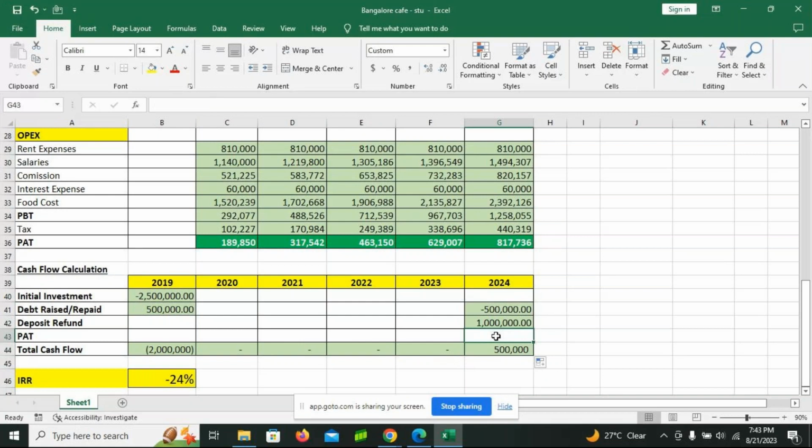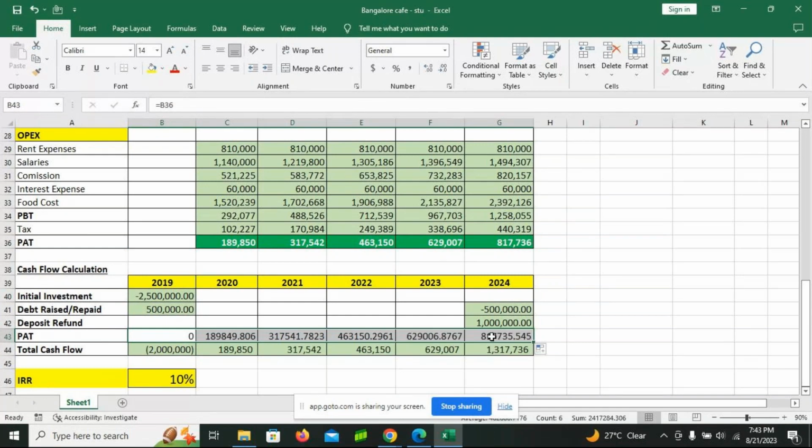So profit after tax: we have to take the profit after tax values. So 10% is your IRR, that is internal rate of return. According to my plan, if I invest the values in this way, then my business will be in profit, about 10%.